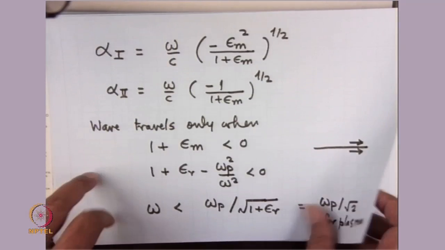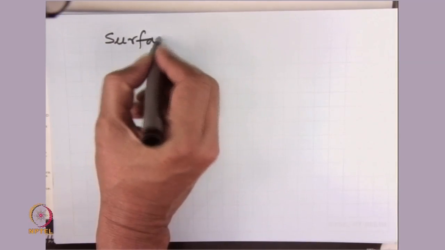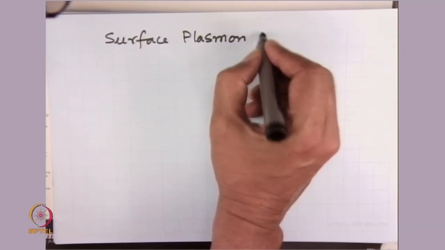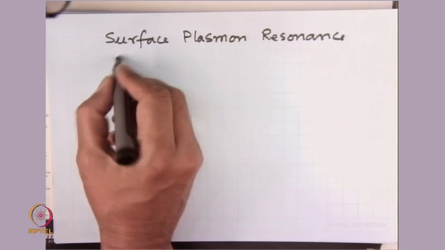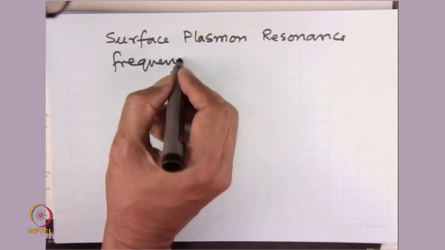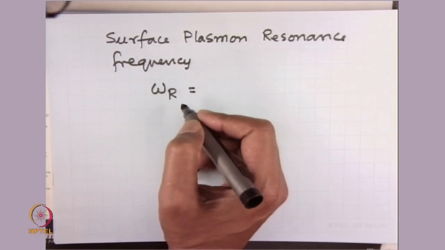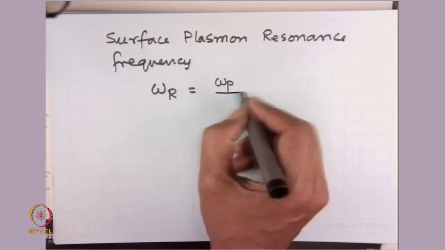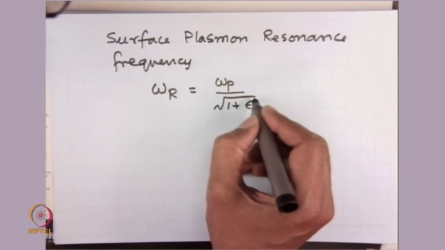So, let me define this. Surface plasmon resonance frequency, denoted by a quantity omega r, is equal to omega p upon under root of 1 plus epsilon r.